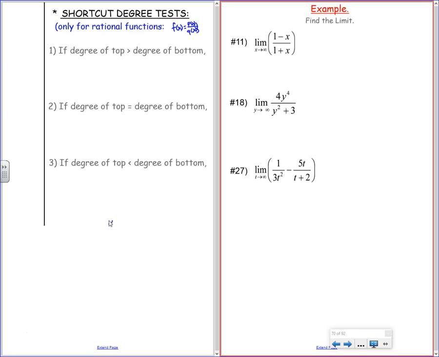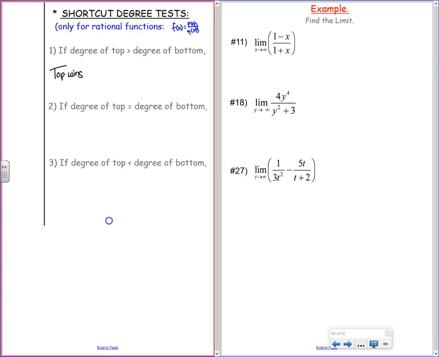Let's fill in the degree test really, really quickly, and then you guys can bust out those examples on the next page without having to show the whole multiply top and bottom by the highest degree. Kiddos, if the top wins, right? P of x over q of x.